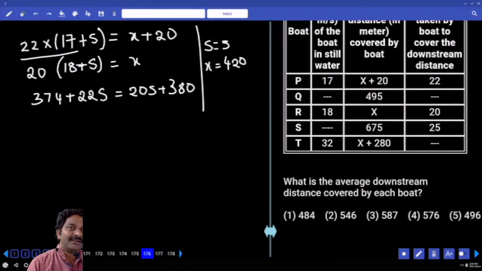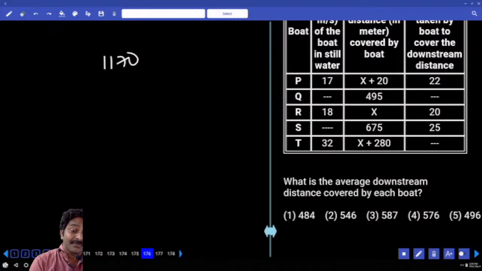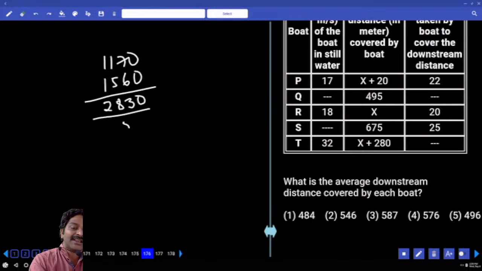3 times of it, 1260 plus 600 plus 300, and the total value is equal to 2730. We were asked to calculate the average, that is by 5. Correct. 2730 by 5, which is equal to 546.